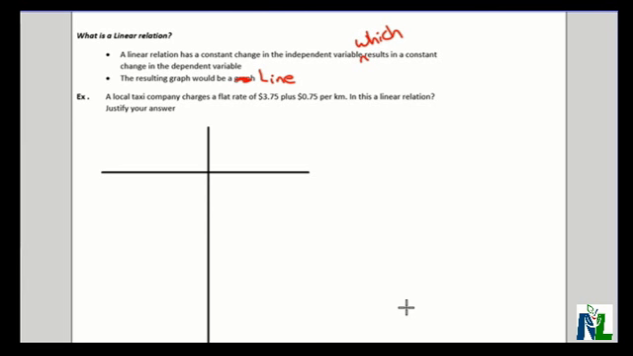We can consider the example below where we have a local taxi company that charges a flat rate of $3.75 plus 75 cents per kilometer. Would this represent a linear relation? And we have to justify our answer. So we'll consider looking at this using a table of values.